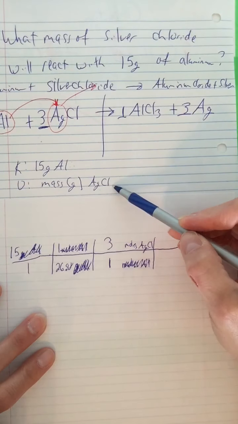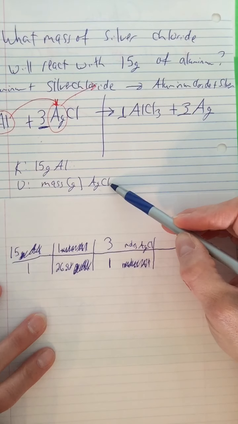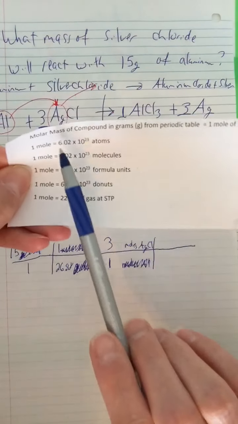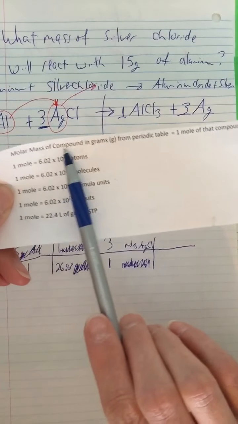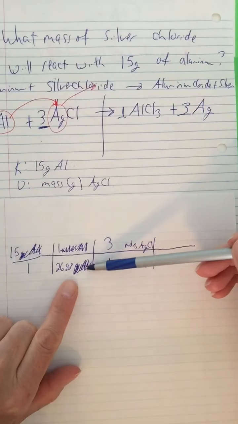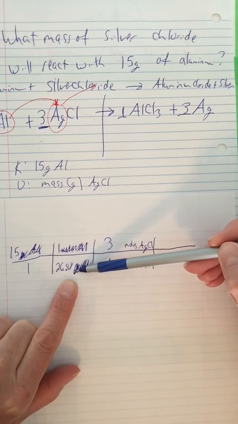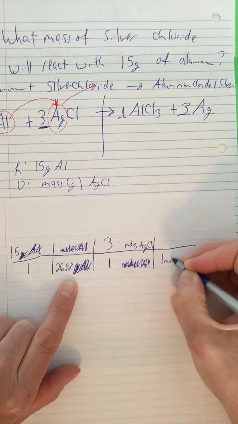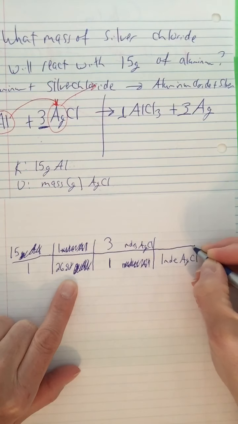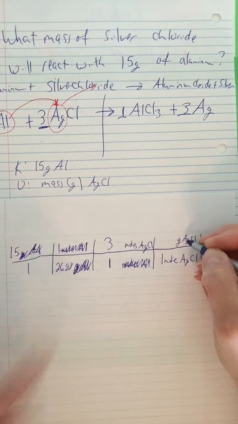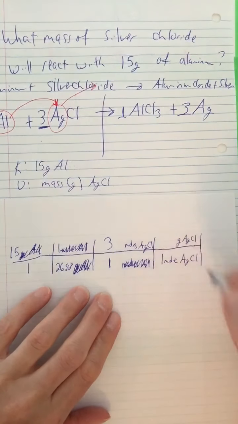But what did my question ask me for? It asked me for grams of silver chloride. So what's a conversion factor between grams and moles? It's the same one. It's the first one. Molar mass of a compound in grams from the periodic table is 1 mole of that compound. Here we put grams on the bottom because we're trying to get rid of grams, but right now I'm putting moles on the bottom because I'm trying to get rid of moles of silver chloride. So if I put 1 mole of silver chloride on the bottom, and I put grams of silver chloride on the top, that's the units I want.